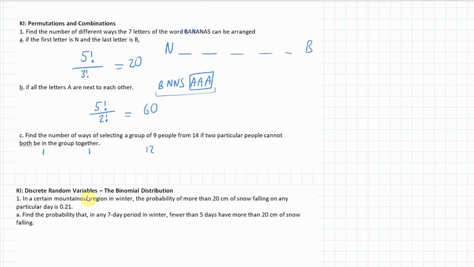So here's the way you can do it. You can choose this one, and then you've got to get the rest of the 9 people from the other 12. So it would be 12 choose 8, right? Plus, now, let's say you choose this other person instead. Then you'd also have 12 choose 8.